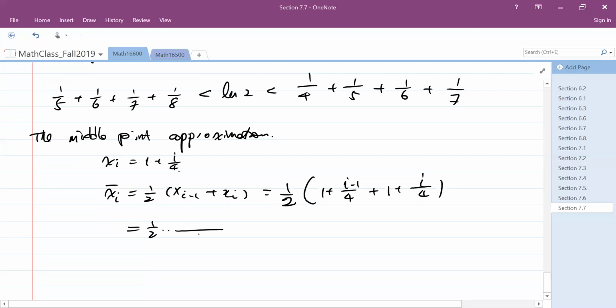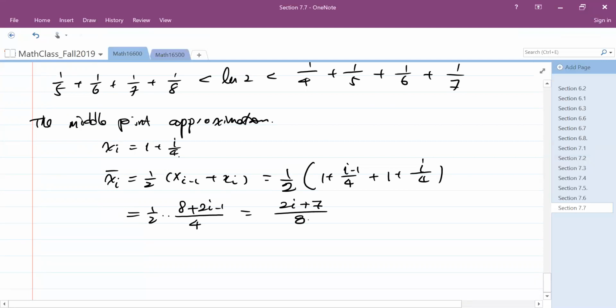Actually, it's going to be 4. Here's 8. Add them together, and here's 2i minus 1. I can write that as 2i plus 7 divided by 8. Okay, so that's the middle point for me after you simplify.